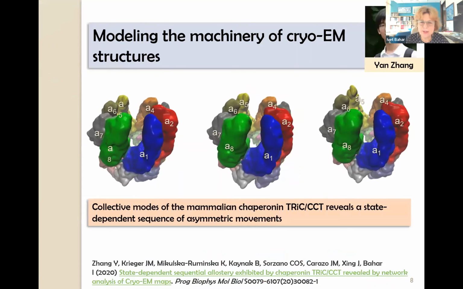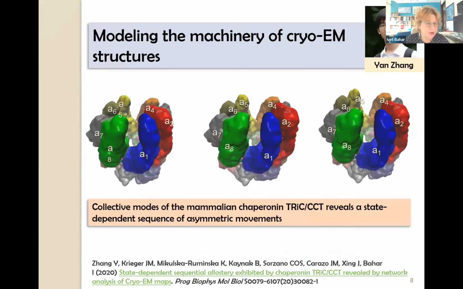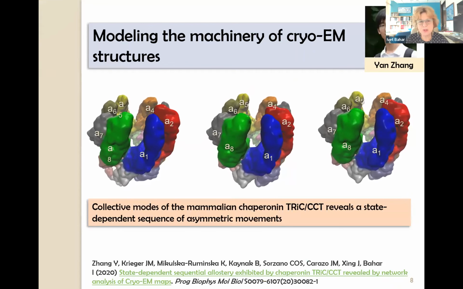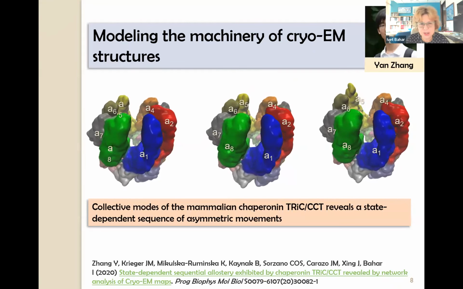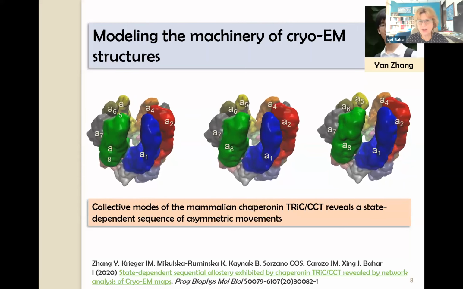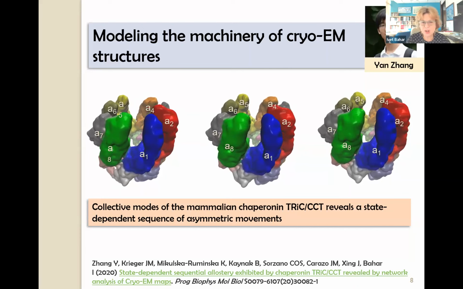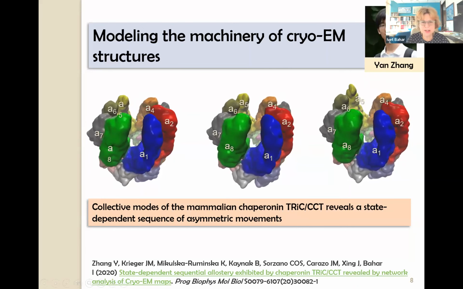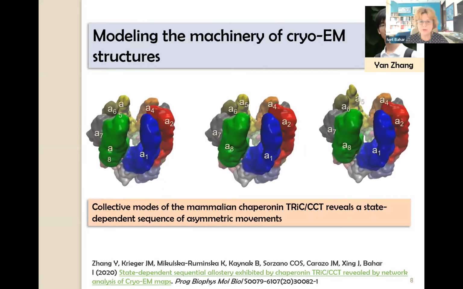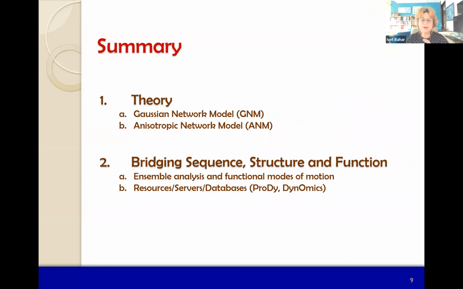And you can also apply the same theory to cryo-EM density maps to make an assessment of the types of collective motions that cryo-EM resolved structures undergo. That is an application to a mammalian chaperonin here, showing how the 8 subunits would be concertedly moving to achieve the chaperoning function.